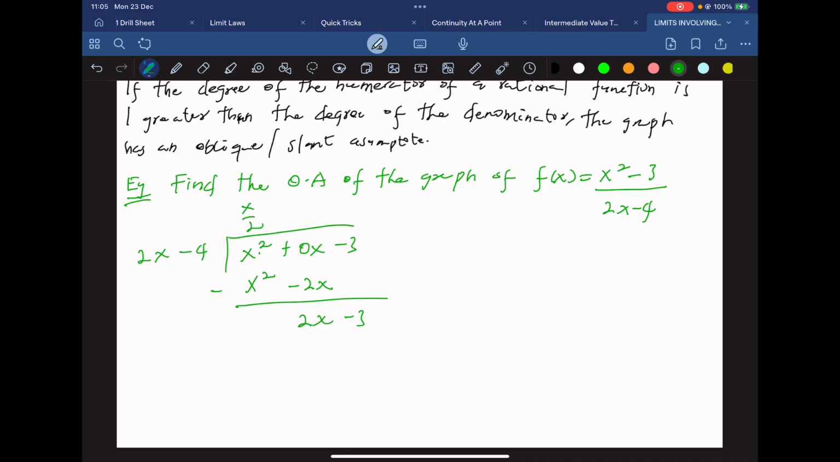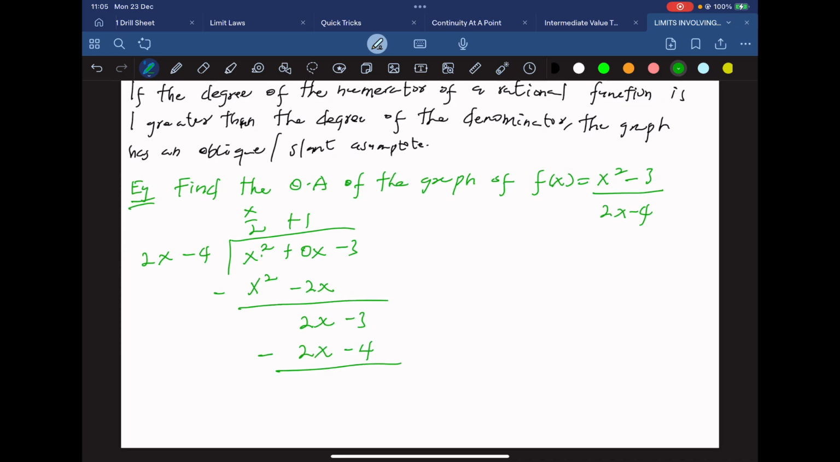So now 2x goes into 2x once, so we can have 1 over here. Then we multiply, so we have 2x and minus 4. We are always subtracting. So 2x minus 2x goes to 0. Negative 3 minus minus 4 is positive 1.